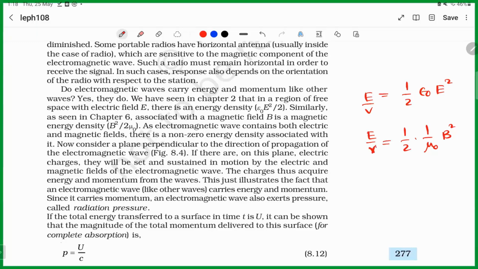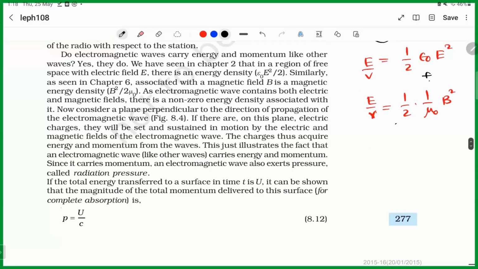So in an electromagnetic wave, we have an electric field as well as a magnetic field. Therefore, they get added. But we know that the electric field intensity and magnetic field intensity keep changing over time, right? So the net energy is the total energy of the wave. Okay, so you add both the energies.